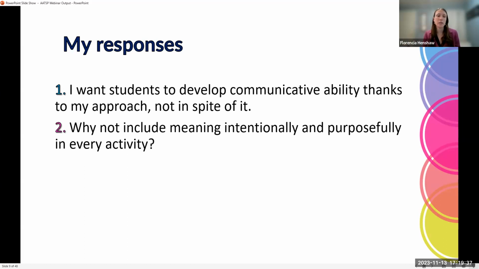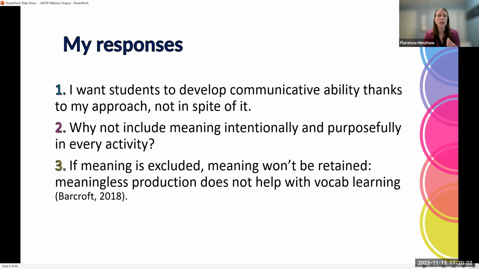Very closely related, right? So the idea that, well, but they need pronunciation practice, they need handwriting practice. My response is a question back, which is, why not include meaning intentionally and purposefully in every activity? Even if your secret agenda is pronunciation practice, why not also include meaning? So those form meaning connections are always there.